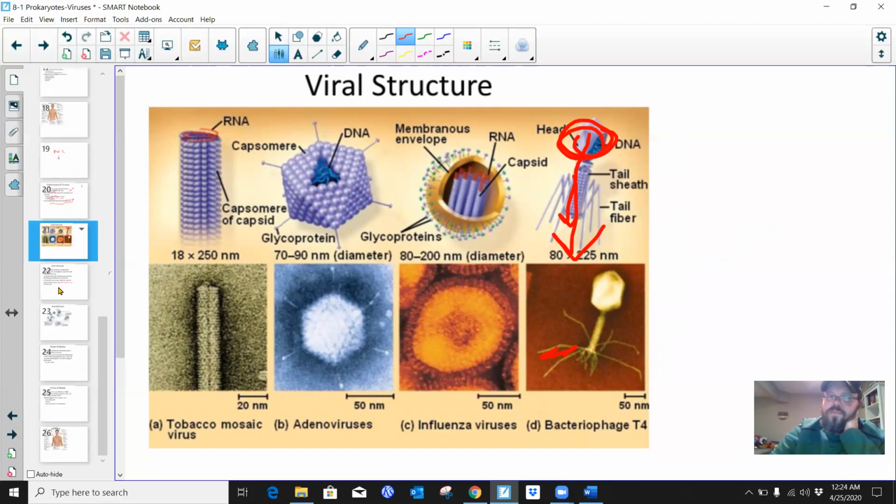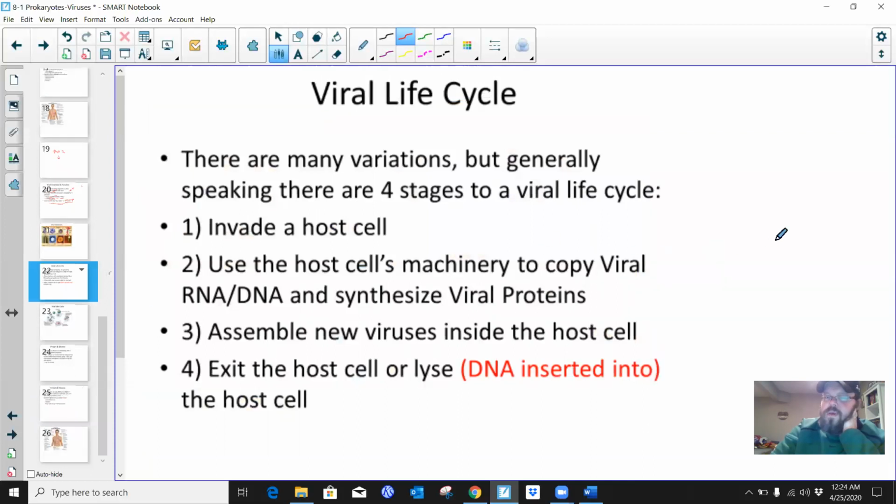Now, for what purpose, right? Again, the purpose of it is in order for these to survive and to be able to duplicate, copy, and exist. They need to, again, find host cells to allow for new copies of the virus to be able to assemble. So viruses have a life cycle, right? There's many variations, but generally speaking, there are 4 stages to a viral cycle.